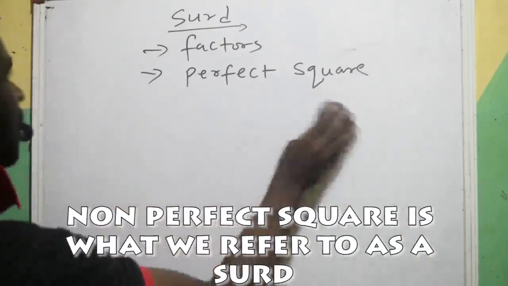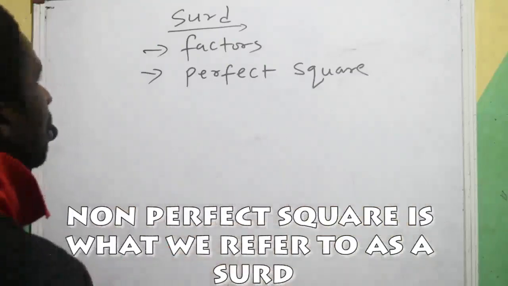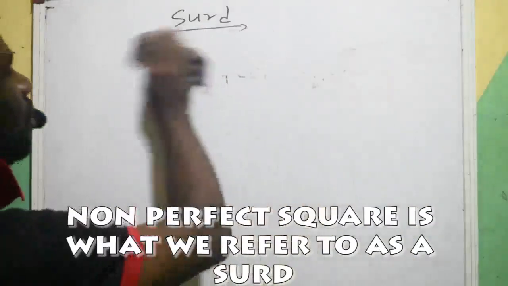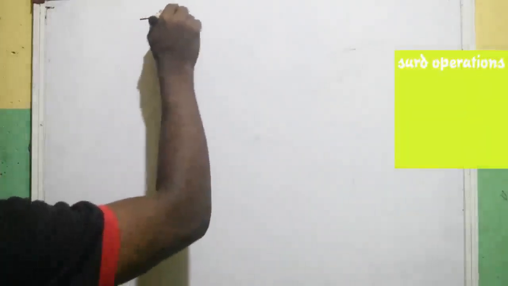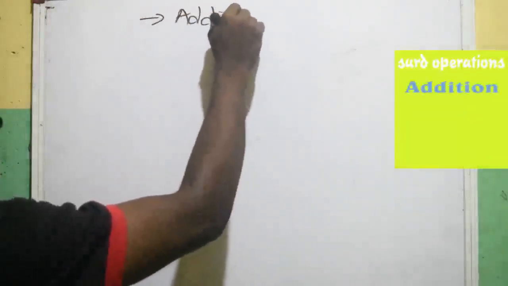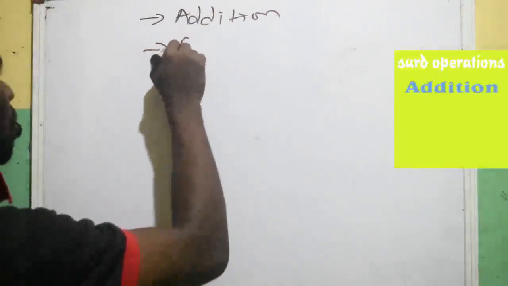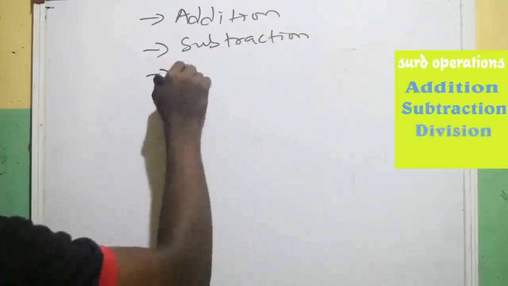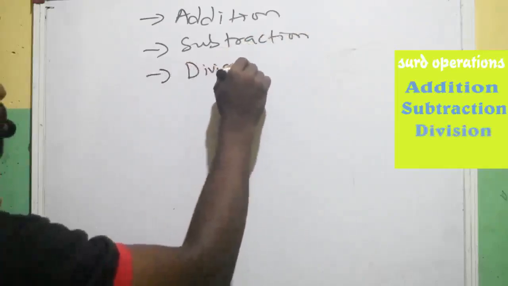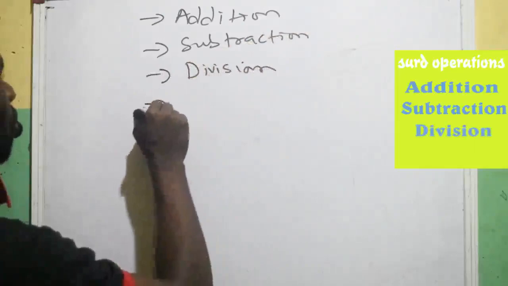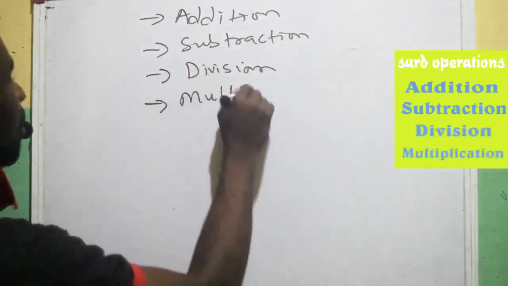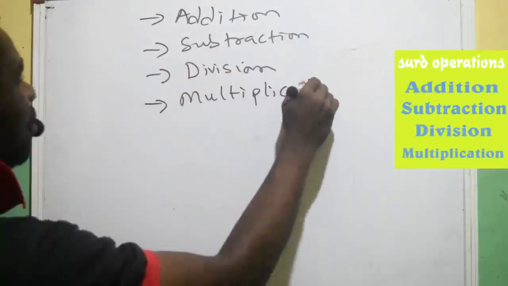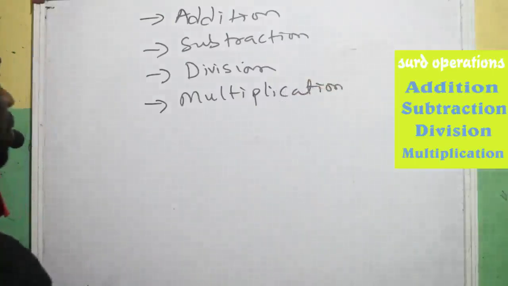Now the most important thing to note here is that the surd we have in mind to deal with today has several operations. The operations that we carry out in surds include addition, subtraction, division, and also multiplication. So these are the various operations that we deal with in surds.